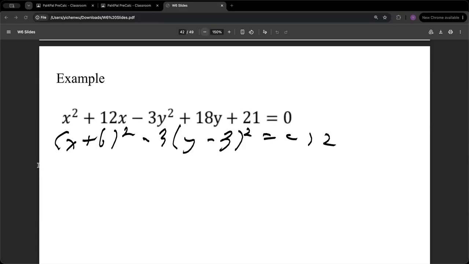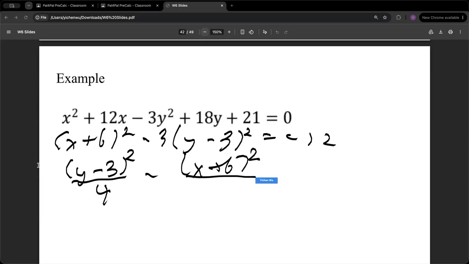From this, we can change it into the hyperbola form, which involves making this positive 1. So then we have y minus 3 squared over 4 minus x plus 6 squared over 12 equals 1. From this, we can get everything now. The center is negative 6, 3. Remember that this is a y hyperbola.